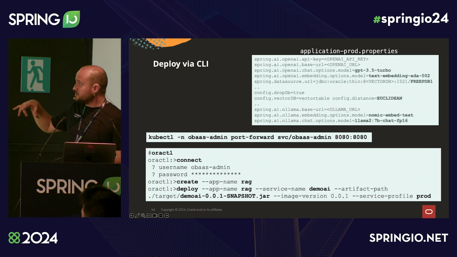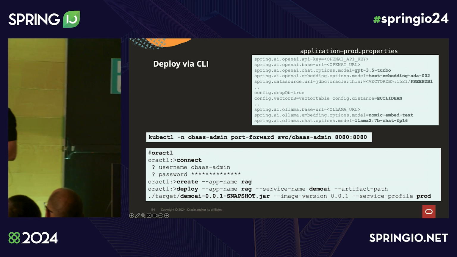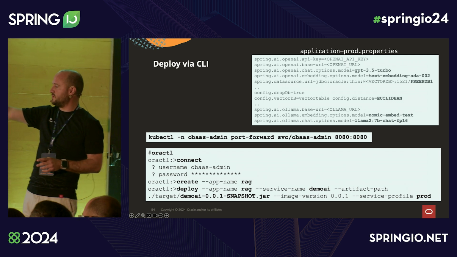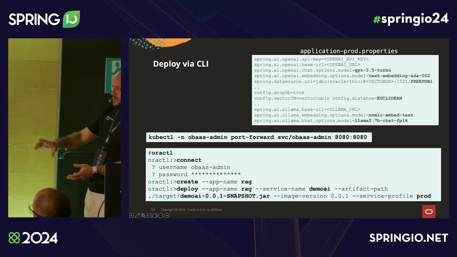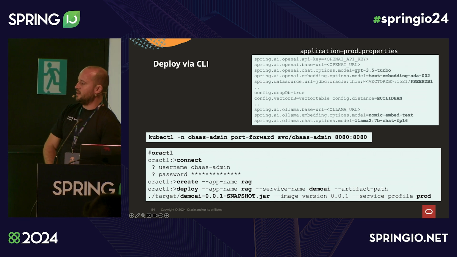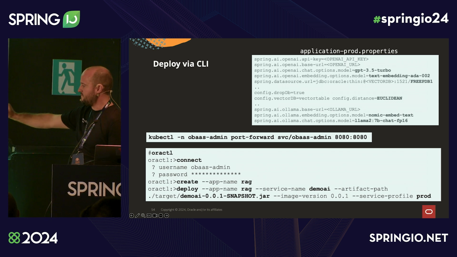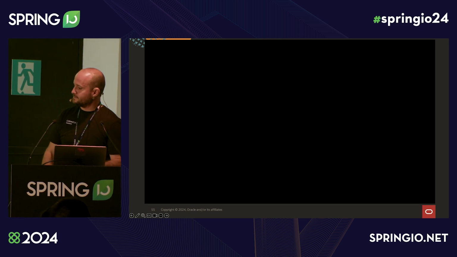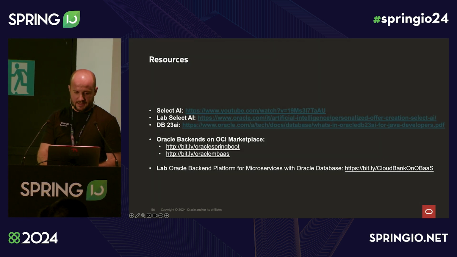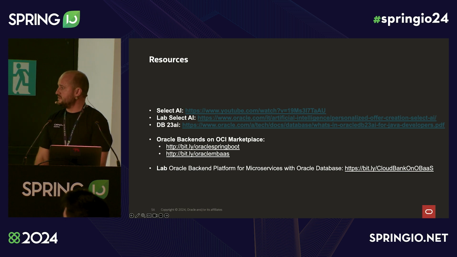This is the way it looks. So you will have those properties, and then you will have the port forward for the Kubernetes onto the admin part, and then you will have access to that Oracle CTL, and that will allow you to create the application name and then deploy that specific jar file that you just built. I will skip the demo as well, but you can just take a look at this.